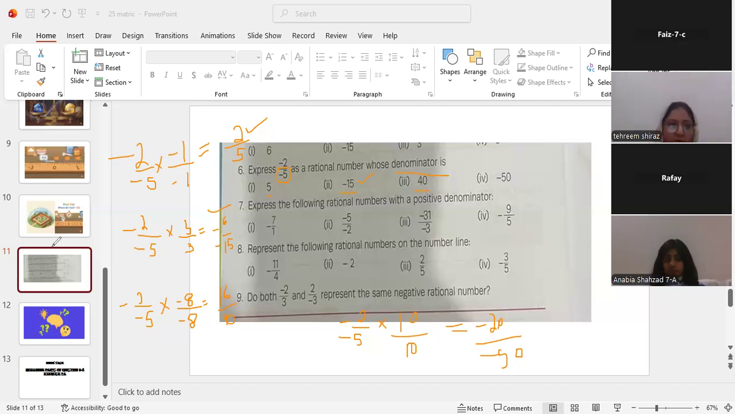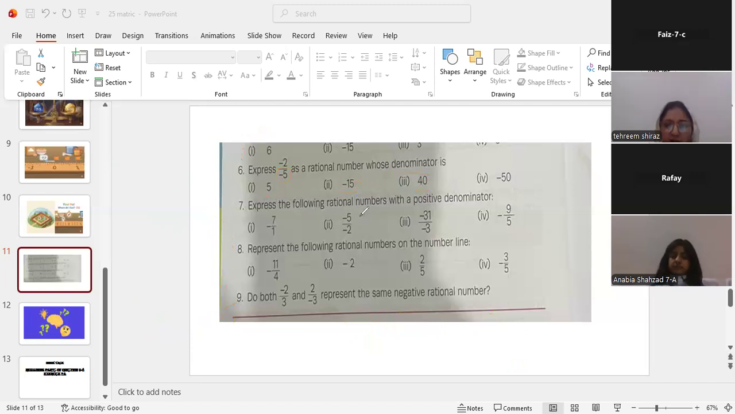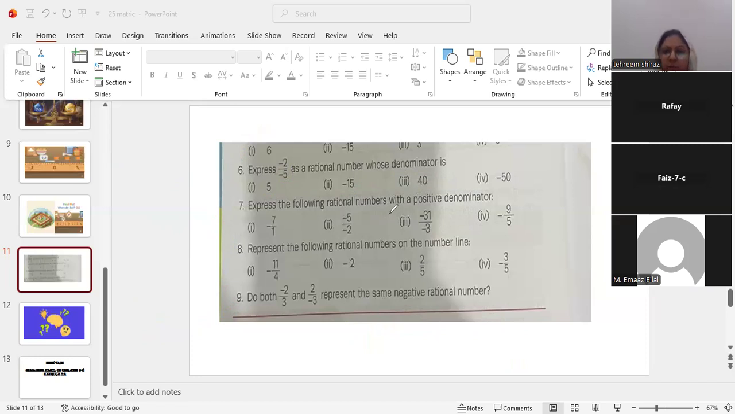Okay, let's move towards question number 7. The question is: express the following rational numbers with a positive denominator. We need to convert the negative denominator into a positive one. But if the denominator is already positive, then we will simply write the question. The first question is minus 7 over 1. The minus sign is already with the numerator.